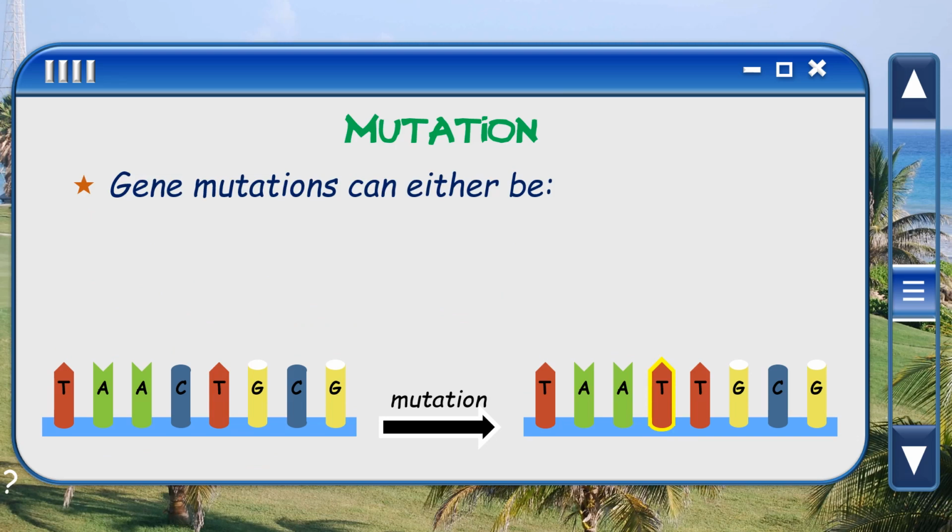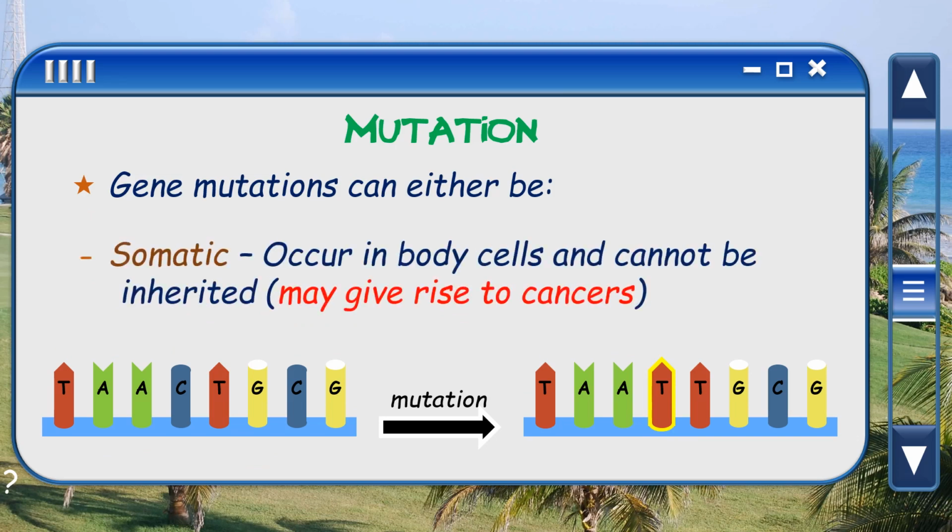Gene mutation can be somatic. Somatic mutation occurs in body cells, and it cannot be inherited, but it may give rise to cancers. So that one is what we are calling somatic mutation. The type of gene mutation which occurs in body cells cannot be inherited, but it can cause cancers.